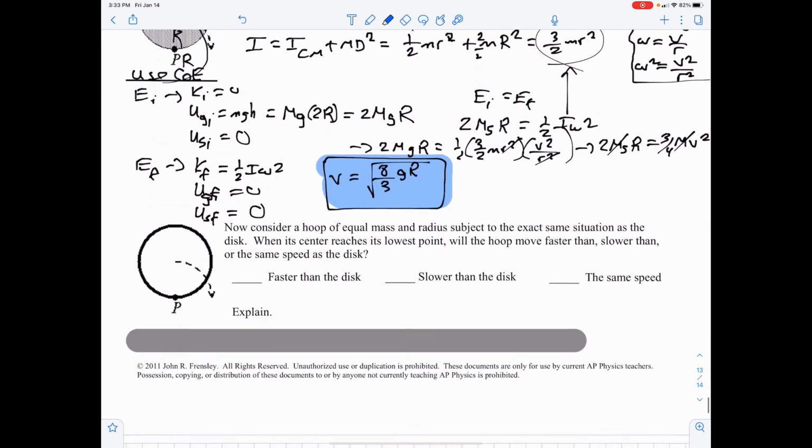Now consider a hoop of the same mass and radius subject to the same exact situation as the disk. When the center reaches the lowest point, will the hoop move faster or slower than the disk? Well, the hoop has a greater mass distribution from the center, so it has a larger I.